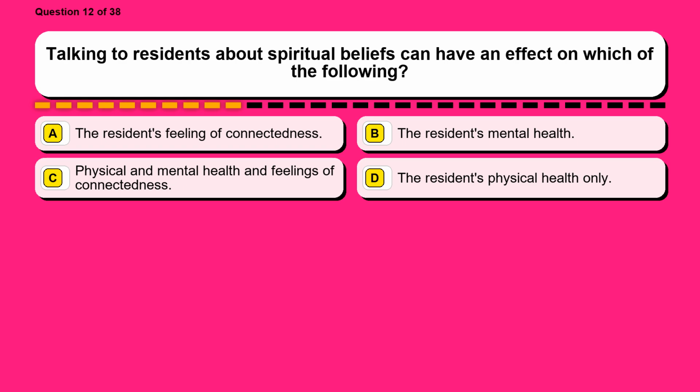Option A. The resident's feeling of connectedness. Option B. The resident's mental health. Option C. Physical and mental health and feelings of connectedness. Option D. The resident's physical health only.